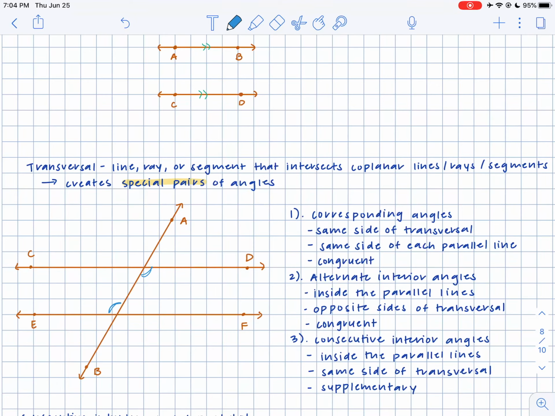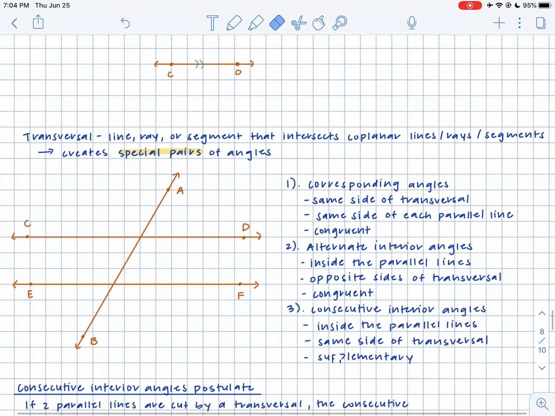And for this one, alternate interior angles, let me just draw them again. A way to remember this is that interior means inside, alternate, you can think of taking turns, flipping back and forth. For example, let's say you had a striped shirt, and it was blue, white, blue, white, blue, white. So it just alternates and it goes one way and then the other. And that kind of makes sense because these angles are on opposite sides. Okay, so that's how you can try to remember it.